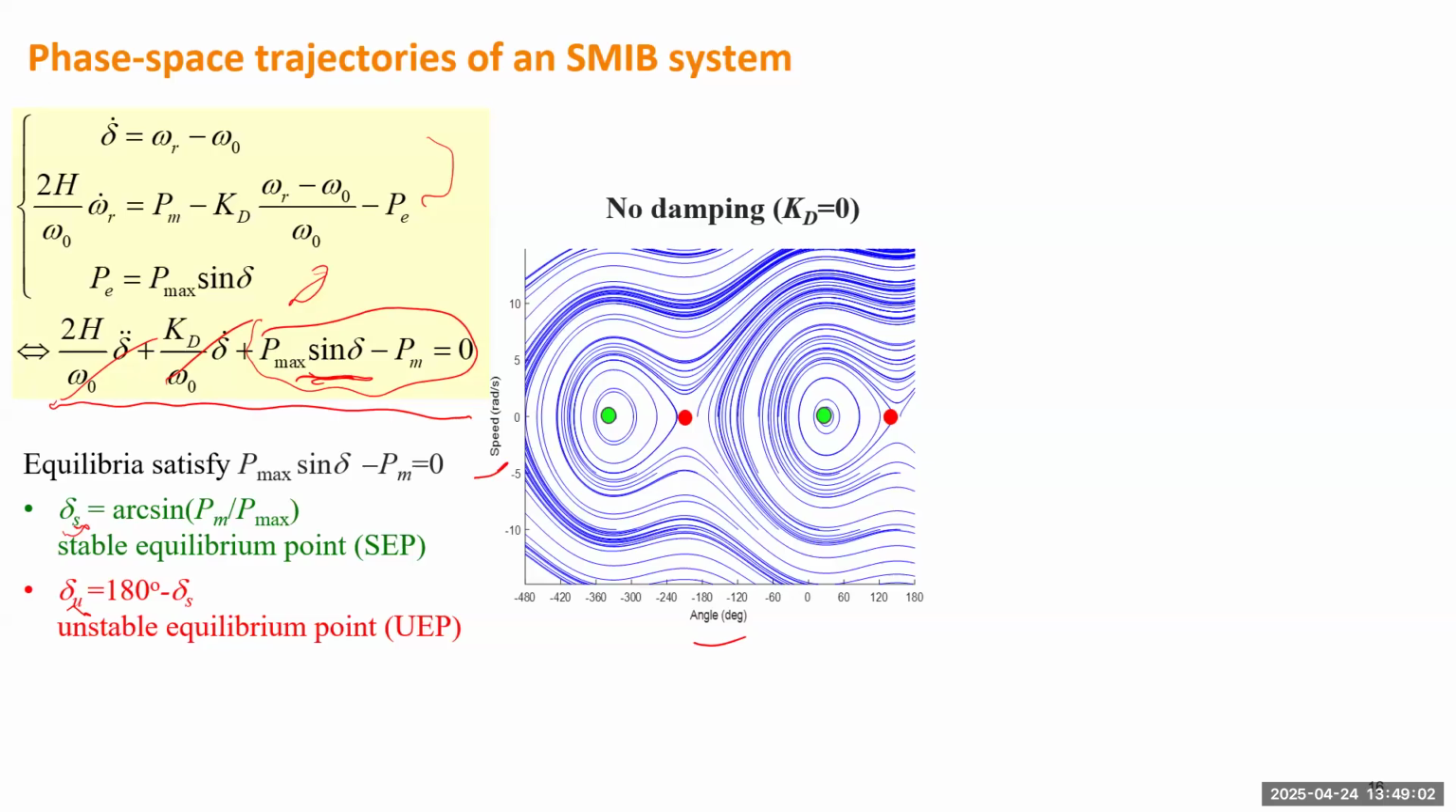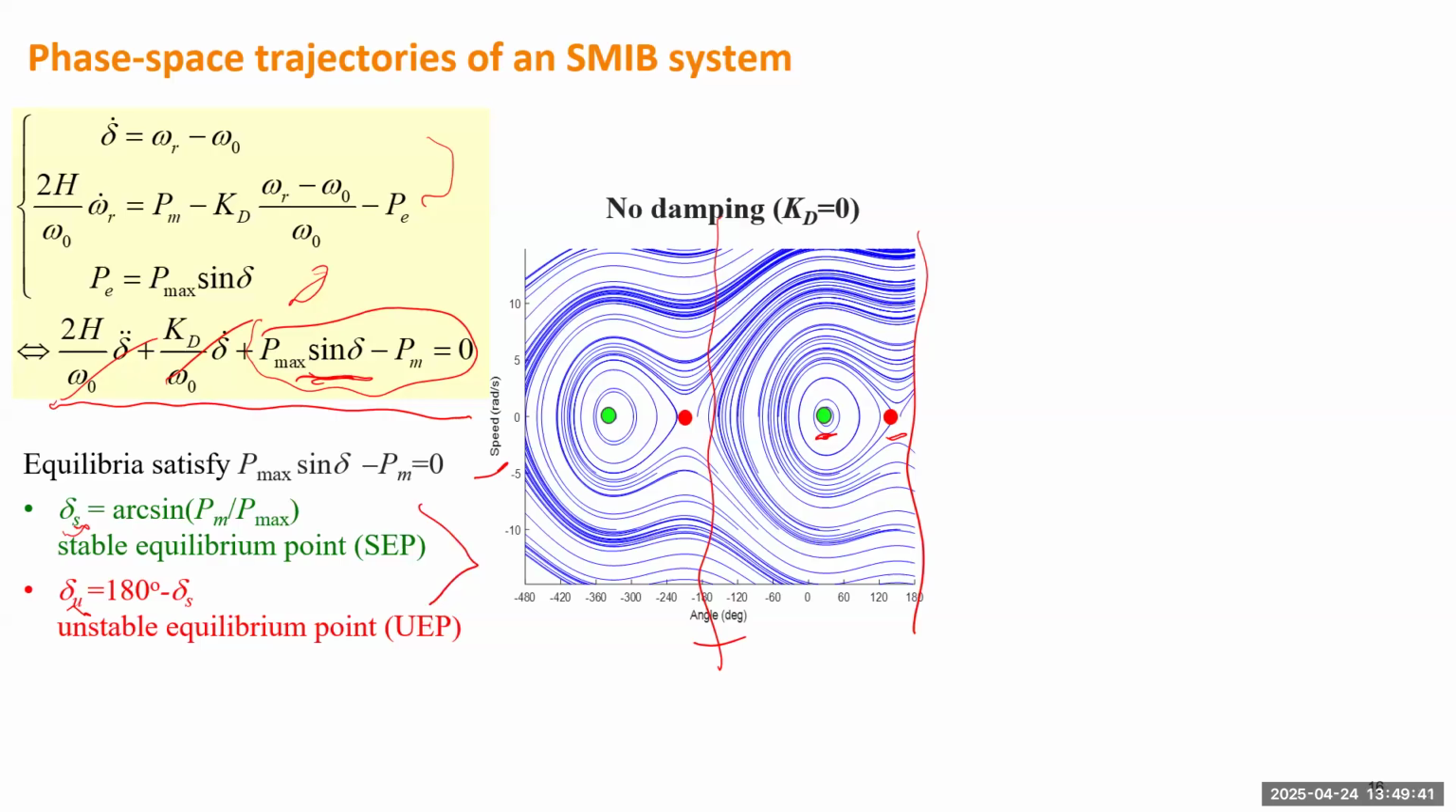Because at a stable equilibrium point, or at both equilibrium points, the speed deviation has to be 0, right? But the angle can be added by 360 degrees or 720 degrees. So it will still be an equilibrium. Which means within the range of angle from negative 180 degrees to positive 180 degrees, you'll be able to identify one stable equilibrium and one unstable equilibrium, which are solved by those two equations.